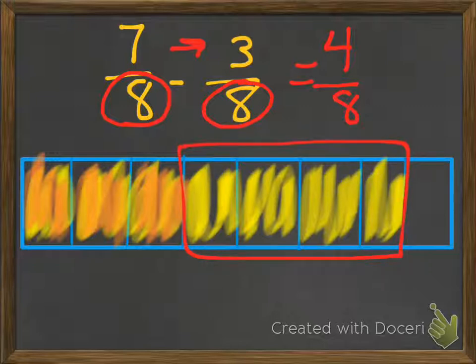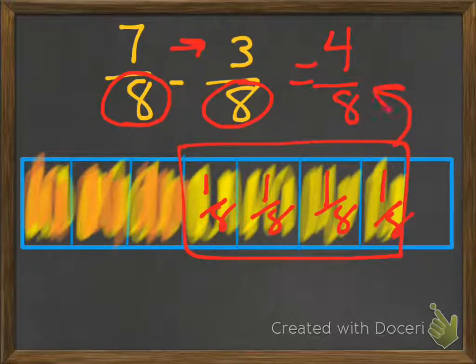And in this case, we didn't need the whole strip, the 8 out of 8. We only need 7 out of the 8. And what do we have left? We have 4/8 left. We have this one left, this one, this one, and this one. 4/8, which is exactly the answer we got.